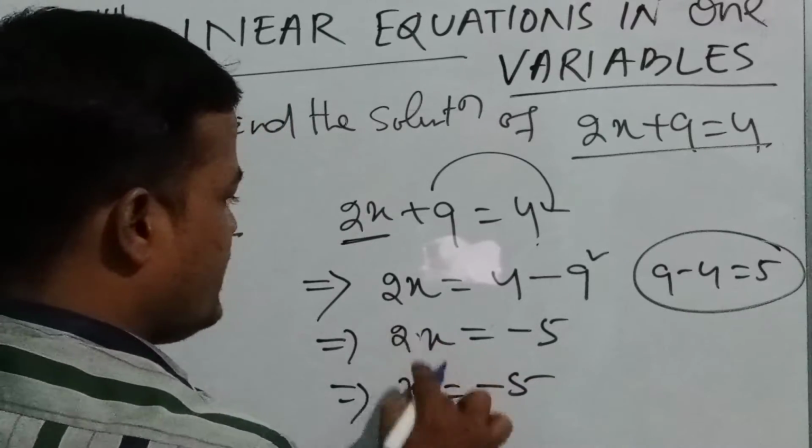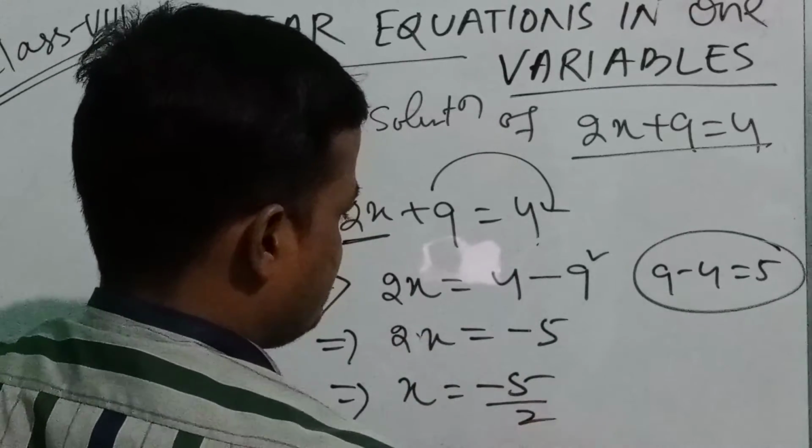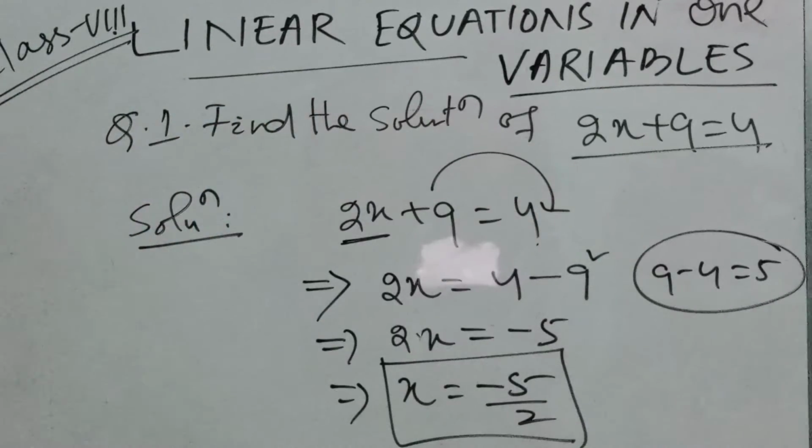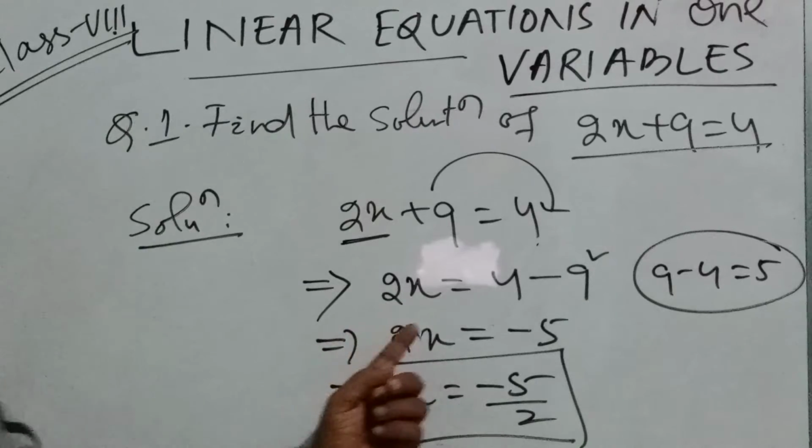Here 2 is multiplied, so on the right side it will be divided. This is the value of this equation.